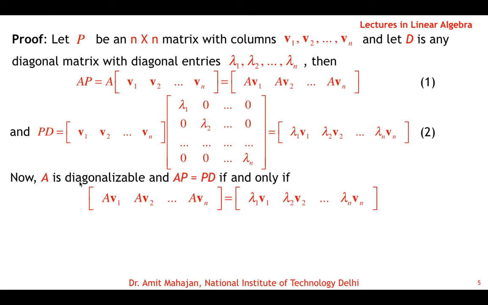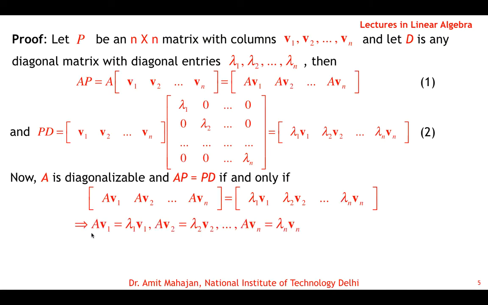So A will be diagonalizable, and in that case AP equals PD. Remember, if I post multiply with P inverse, it is the same as A equals P D P inverse. So A is diagonalizable and AP equals PD if and only if the right hand sides are also equal. These are matrices and we can equate them, so the first column must be equal to the first, the second to the second, and so on. So A v1 must be equal to lambda 1 v1, A v2 equals lambda 2 v2, and so on, A vn equals lambda n vn.